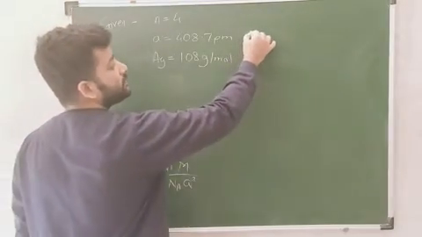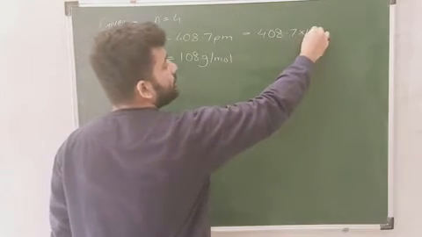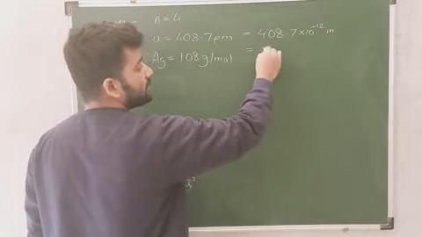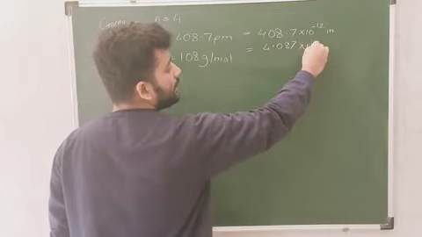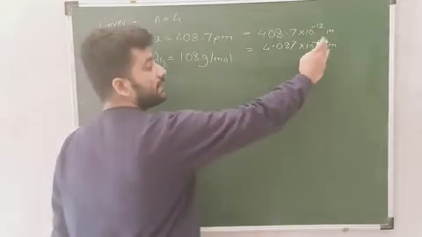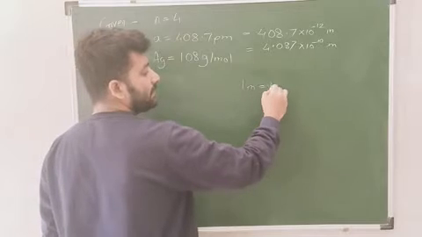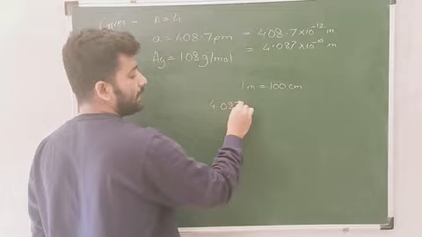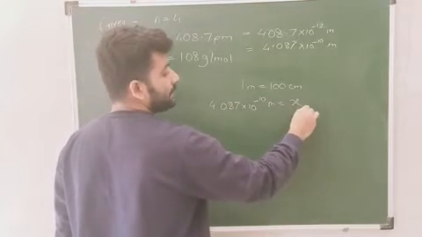Now picometers means what? 10 raised to minus 12. So it will be what? 408.7 into 10 raised to minus 12 meters. We can shift the point: 4.087 into 10 raised to minus 10 meters. I am just shifting the points. Now converting these meters into centimeters, we can write down this as 1 meter is equal to 100 centimeters. So 4.087 into 10 raised to minus 10 meters will be how many centimeters?